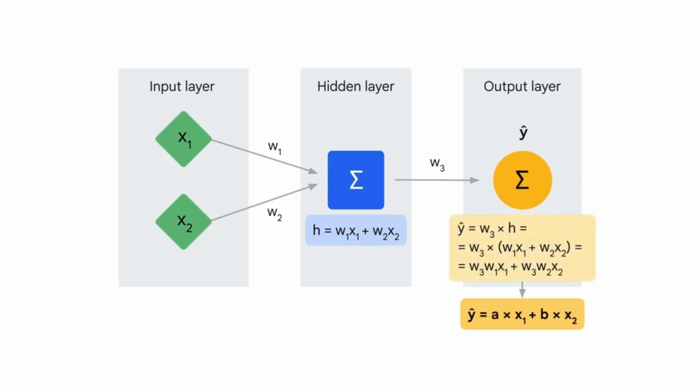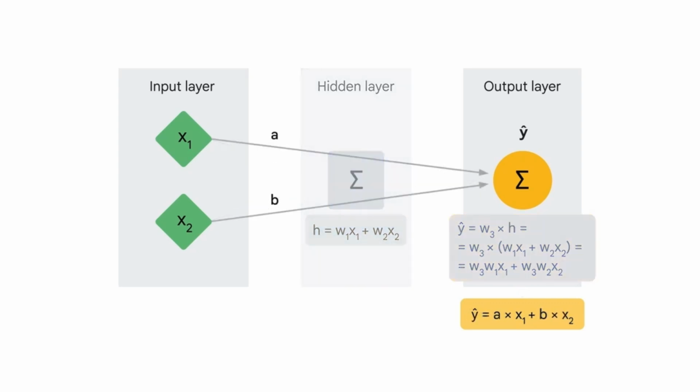The output y hat therefore equals w3 times h, and eventually equals a constant number a times x1 plus a constant number b times x2. In other words, the output y is a linear combination of the input x. If y is a linear function of x, you don't need all the hidden layers, but only one input and one output. You might already know that linear models do not perform well when handling comprehensive problems.